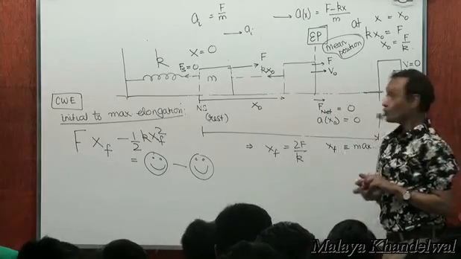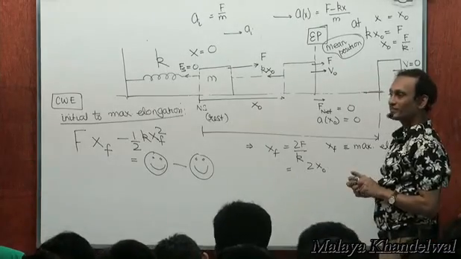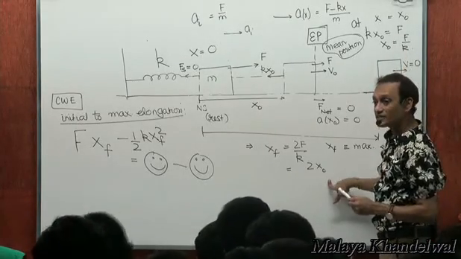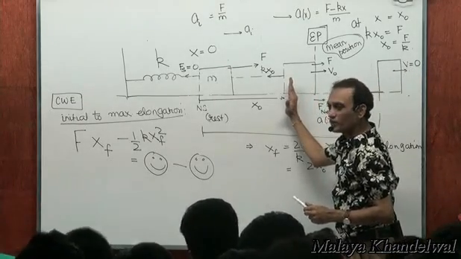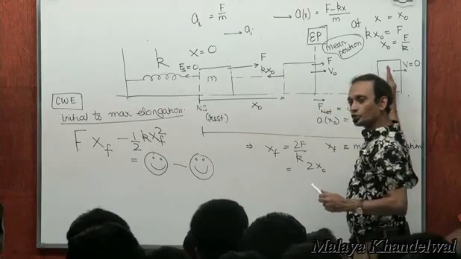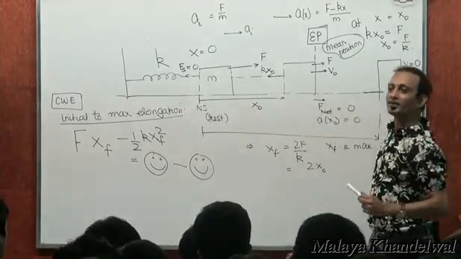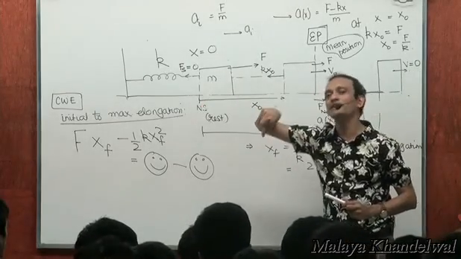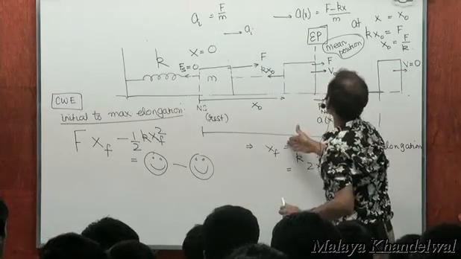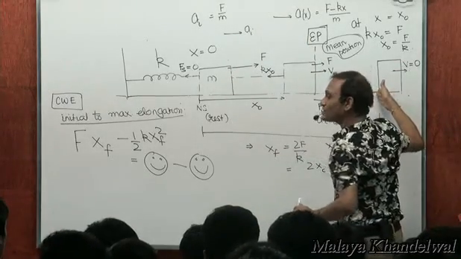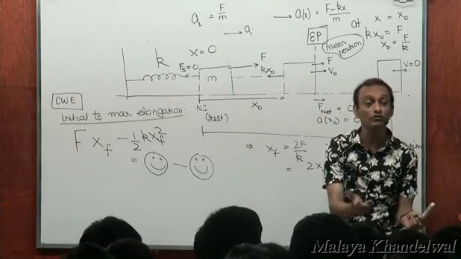Which is twice x naught. Do you see that? Twice x naught, because F by k is x naught. So the particle has gone x naught units to equilibrium, x naught units further, then comes to this state, and this state, and this state. Down the line we'll learn in oscillations that it's going to oscillate about this equilibrium position, mean position, with an amplitude x naught to the right and an amplitude x naught to the left. Don't bother about that though. Let this be understood in light of the work energy theorem, right?